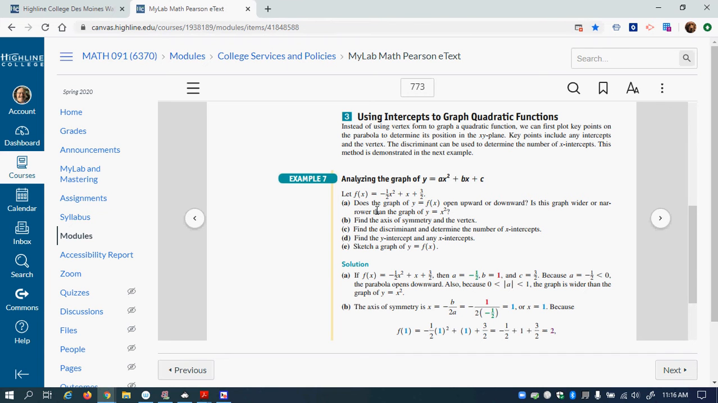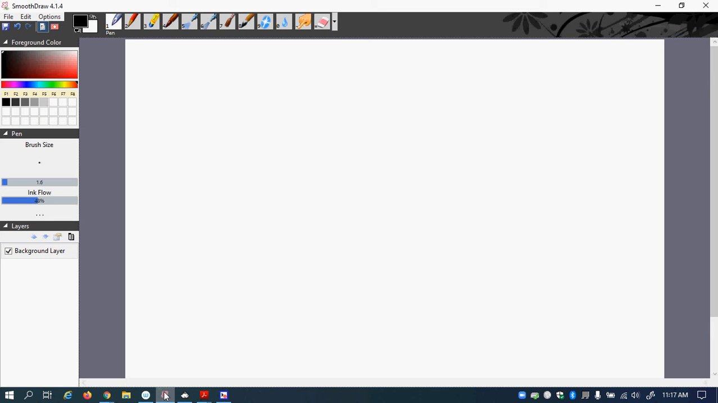And then, does the graph open upward or downward? We need to be able to say that and why we know that. Does it get wider or narrower? Find the axes of symmetry and vertex. Find the discriminant, determine the number of x-intercepts. We want to know the y-intercept. Find that, and then do a final sketch is what we want to do. So let's go to our pad. We have the equation f of x equal to negative 1/2 x squared plus x plus 3/2.